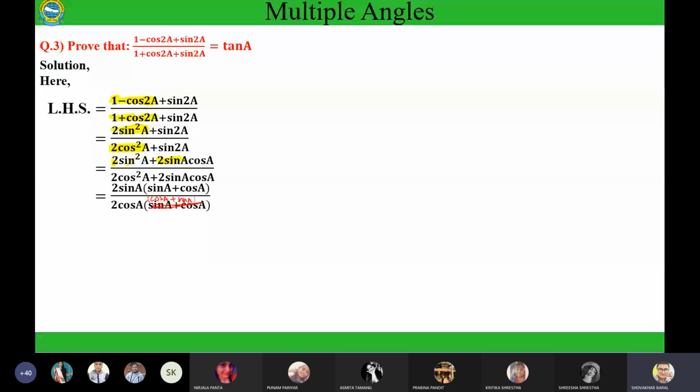So after this it will be sin a upon cos a, because the cos a plus sin a and sin a plus cos a are the same, since a plus b and b plus a are the same, just as 2 plus 3 upon 3 plus 2 is also the same. So let's cancel them. So sin a upon cos a is equal to tan a, which is equal to RHS. Therefore LHS is equal to RHS. Proved.